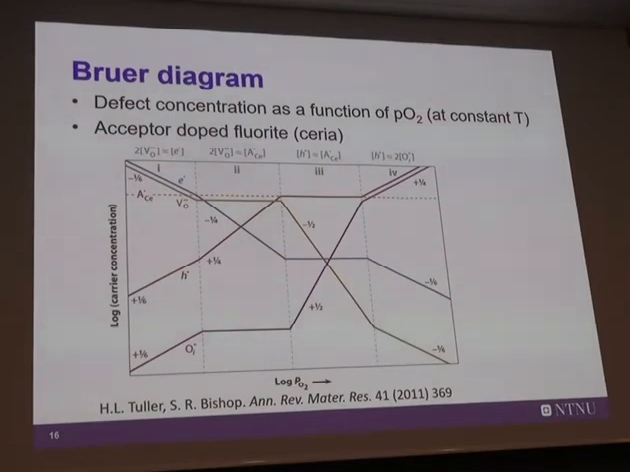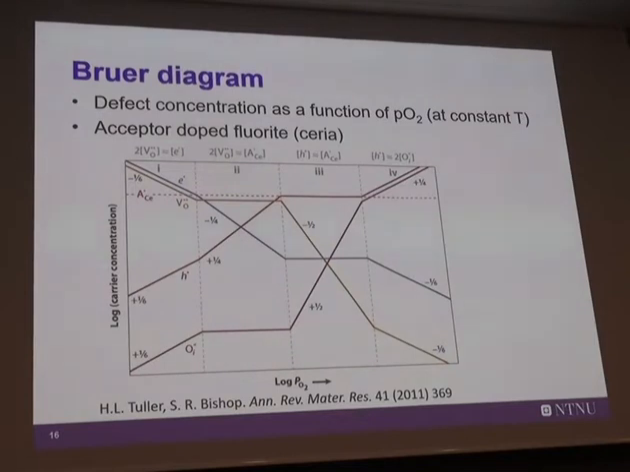There's a lot of work behind this, and this is called the Brouwer diagram, showing how the concentration of the defects varies as a function of the partial pressure of oxygen at a constant temperature. So this is isothermal data. What you plot here is the logarithm of the concentration of the different point defects, and then you have the logarithm of PO2 on the x-axis. And normally your air or pure oxygen is somewhere up here.